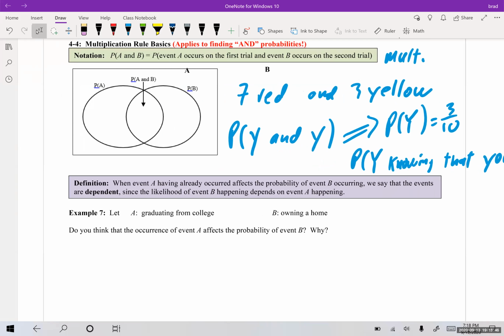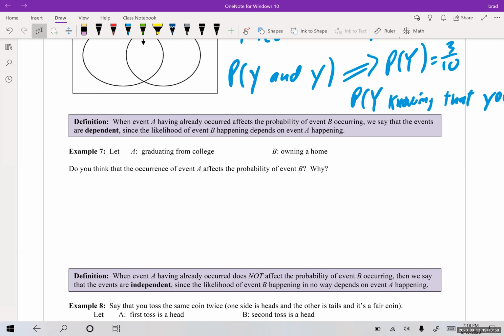It says, when event A having already occurred affects the probability of event B occurring, we say that the events are dependent, since the likelihood of event B happening depends on event A happening. So here's one to talk about. It says, let event A be graduating from college and let event B be owning a home. Do you think the occurrence of event A affects the probability of event B, and why?